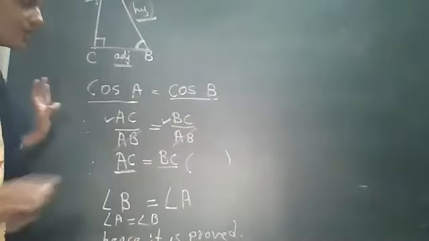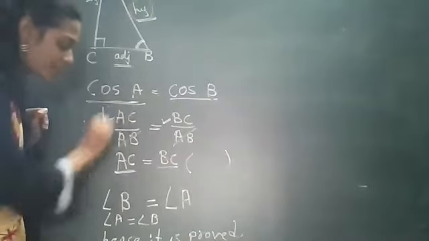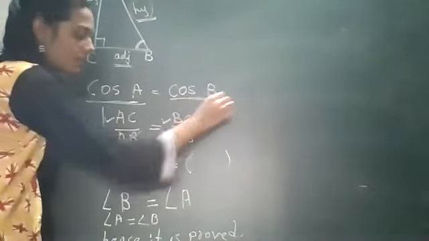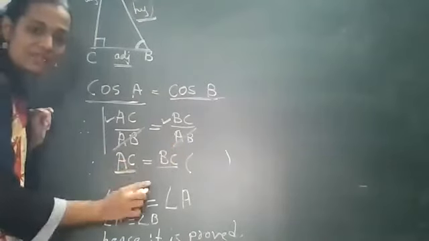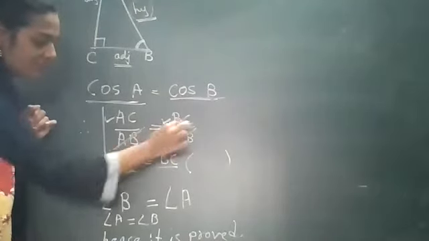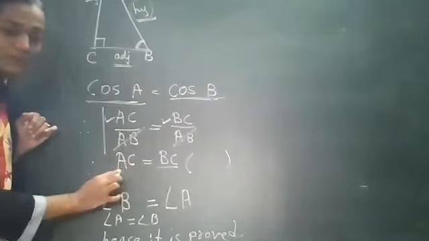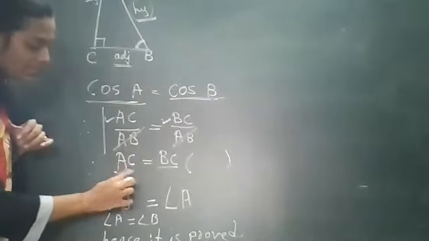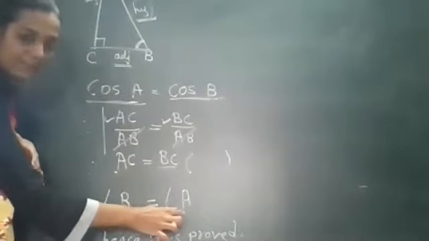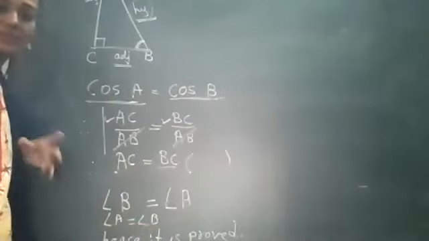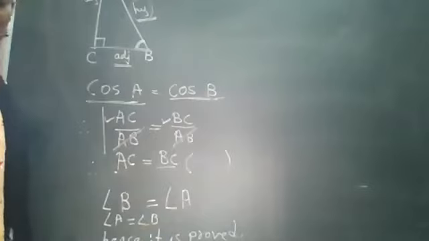Okay, so you understood for cos A. Find out the value of cos A and the value of cos B. Now you can just remove this AB because both are the same. So it will become AC is equal to BC. Now the opposite angle of this side: the opposite angle of AC will be B and the opposite angle of BC is A. So both the angles are the same. So we can write that we have proved this sum.